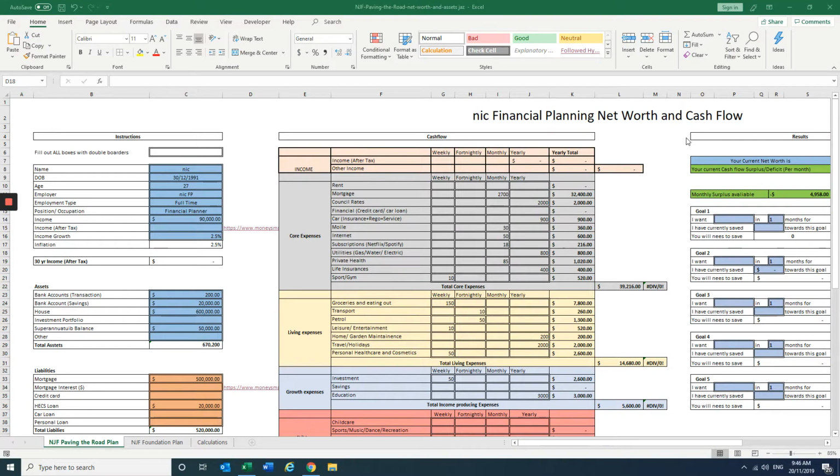Financial planning, net worth, and cash flow spreadsheet. Now, I've been told we all have a very short attention span, so I'm going to get through this as quickly as I can. The first thing you might notice is that there are 3 sheets on this spreadsheet.